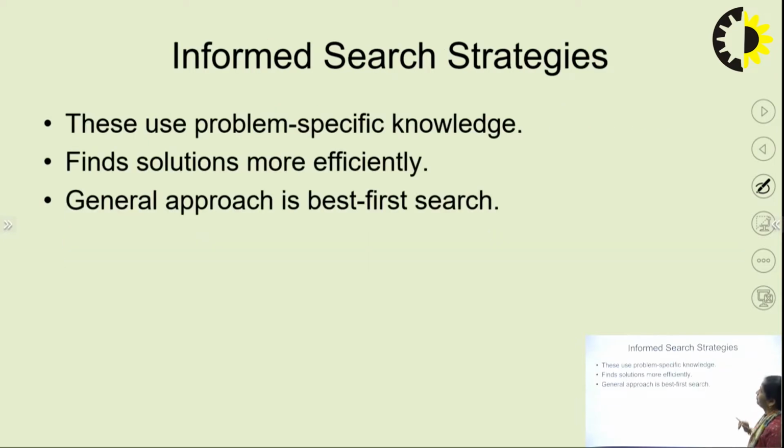So what we need to know here is, when we are given some problem, we will be given exactly what we need to do. If in addition to the problem we have some specific knowledge about the domain, then we can apply informed search strategies. So what does it mean? In addition to the actual problem definition, we have some additional information.